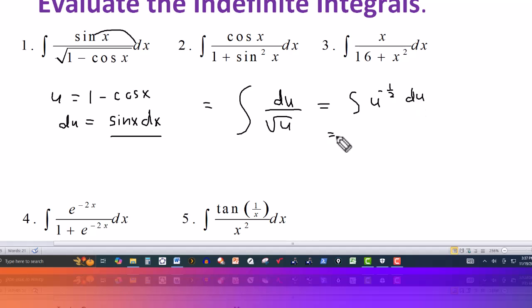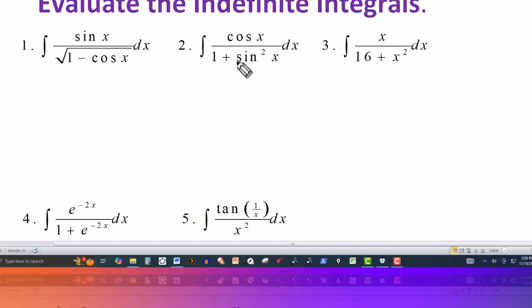Basic integration then: add 1 to the minus 1/2. That'll give me a plus 1/2 here. And then divide the coefficient by 1/2. That gives me a 2 here, plus the constant of integration. And that's basically it as far as the integration goes. Then just go back to the original variable. This will be a 2, and then u to the 1/2, again, we can write that as the square root of u. But u is 1 minus cosine of x. And then we have the constant of integration. And that's it for number 1.